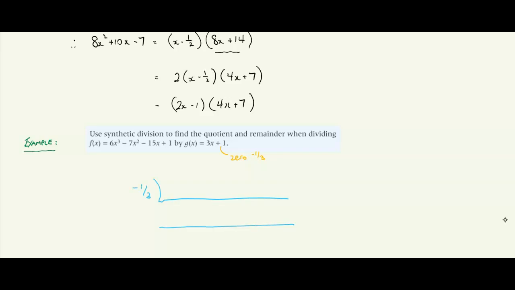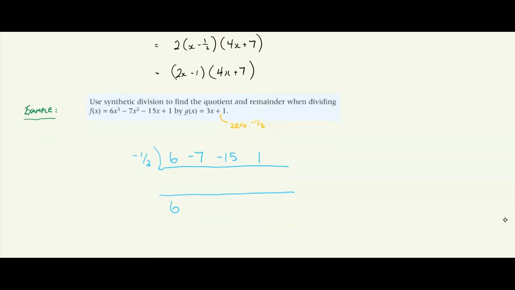And I'm going to run off with my x cubed, my x squared, my x, and my x to the naught. 4 terms for a cubic, looks good. Okay, my 6 repeats down here, and now off I go. 6 times negative 1/3 is negative 2. Add those two together, I get negative 9 times negative 1/3 is 3. I add to get negative 12 times negative a third gets me 4. I add to get 5.